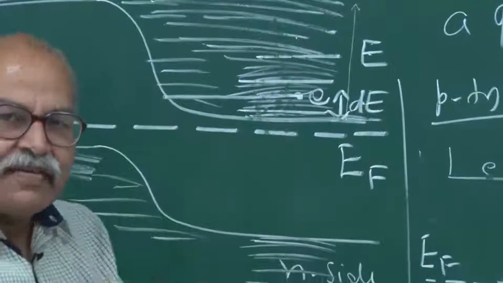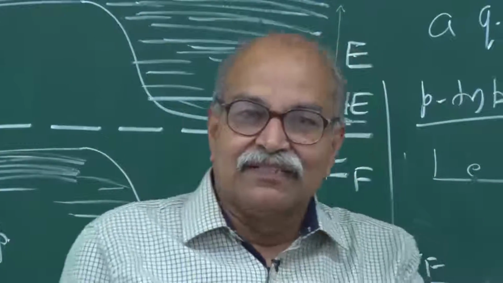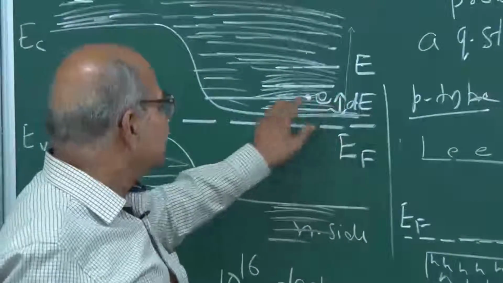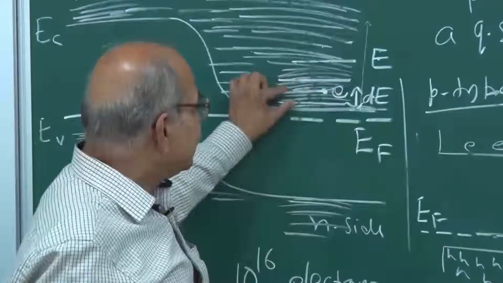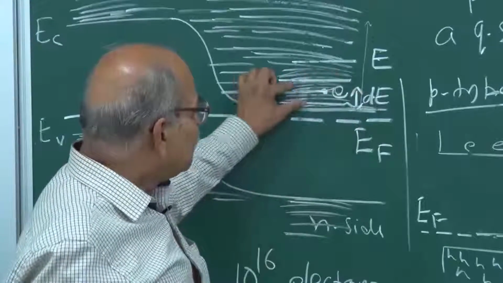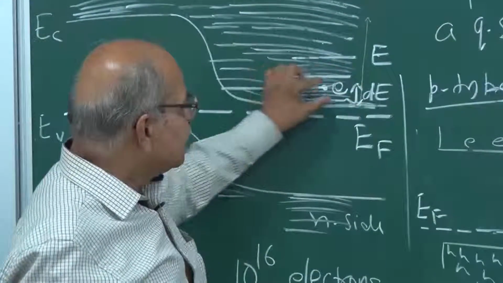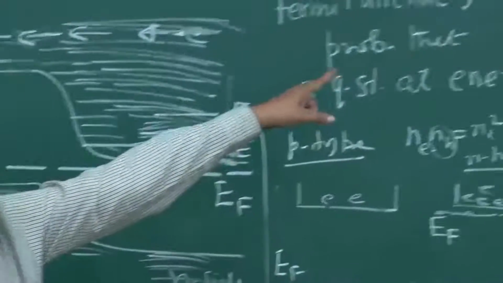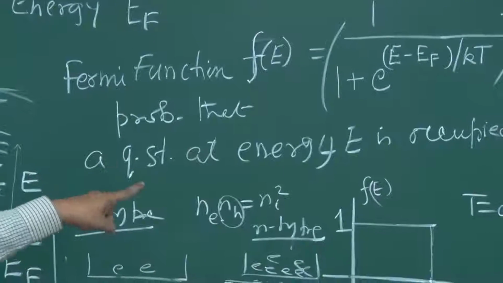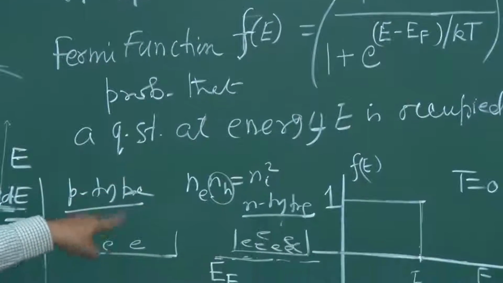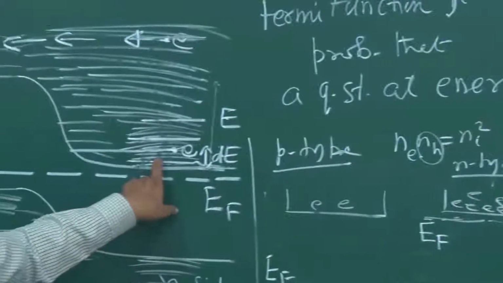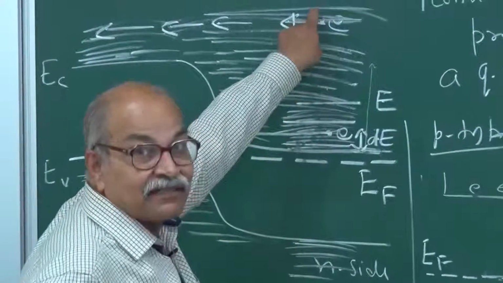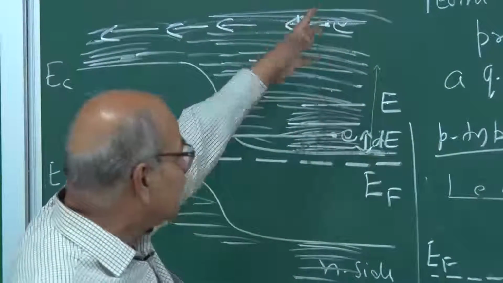These quantum states are very closely packed with each other, so I cannot discuss quantum states one by one. If you take a width dE, how many quantum states are there, and how many electrons will be in these quantum states at this energy? The probability is needed, yes, but something else is also needed. What is that? That is how many quantum states are available here. The quantum states are not uniformly spaced. You have a distribution of quantum states.